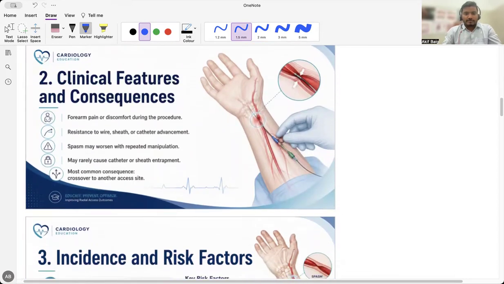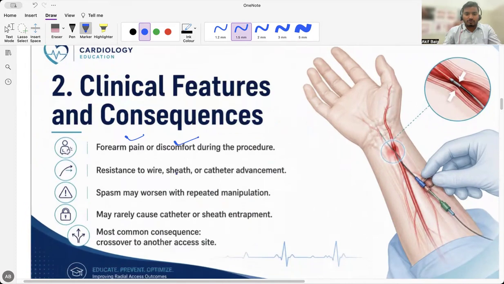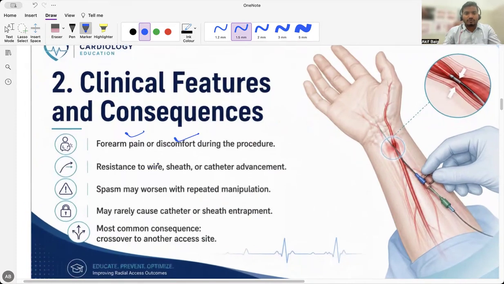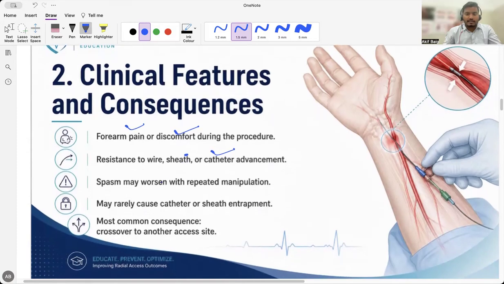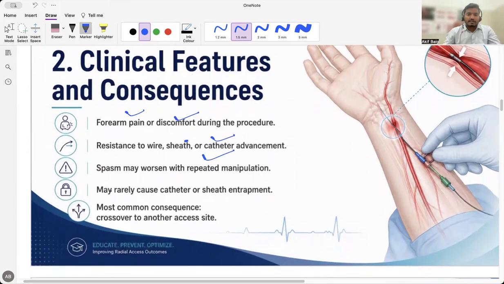Usually whenever the patient gets a severe spasm, the patient will feel forearm pain or discomfort during the procedure. Also, there could be resistance to the wire. Whenever trying to pass the wire or sheath or catheter advancement, there will be resistance. And when you try to repeatedly manipulate, there will be severe spasm as well. In a rare scenario, the catheter or sheath can get entrapped within the spasmed artery and it will be difficult to pull it out as well.